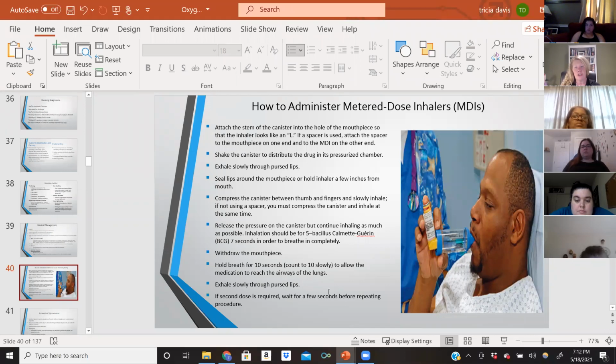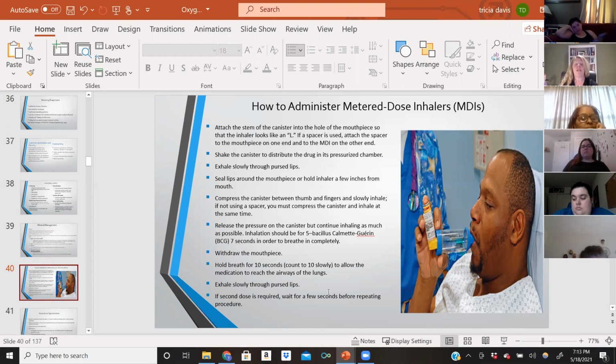If a spacer is used, you want to attach that spacer to the mouthpiece on one end and then the MDI on the other end. You want to make sure you shake the canister really well because you want that drug to be distributed into the chamber. You slowly exhale through pursed lips. The patient then seals their lips around the mouthpiece or holds the inhaler a few inches away from the mouth if they don't have the spacer.